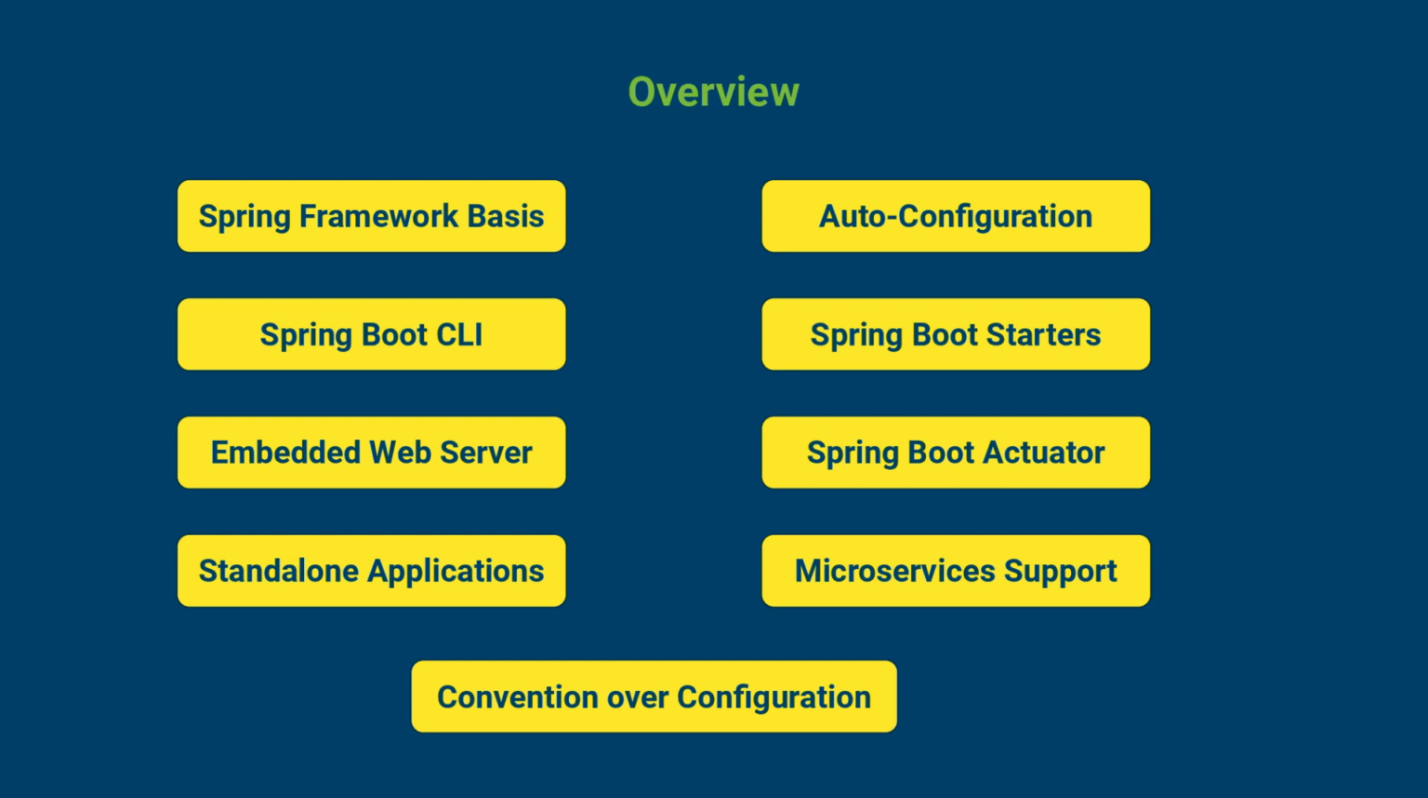7. Spring Boot Actuator. It provides production-ready features to help monitor and manage applications. This includes health checks, metrics, application information, and more. Actuator endpoints can be exposed for monitoring purposes.